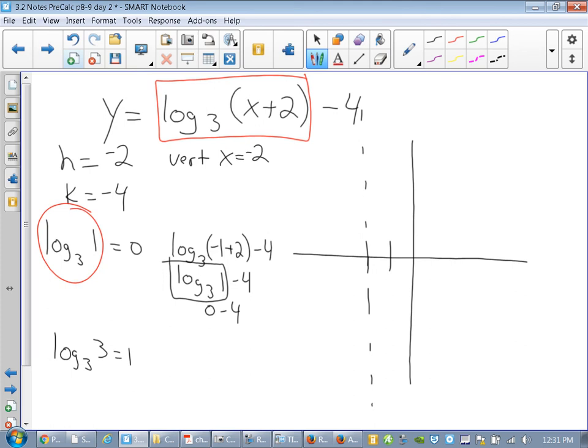You might have done it the long way last year where you plotted the parent, then the shift. Yeah, we did. Okay. All right. So here, I know that if I use -1 for my value of x, I'm going to get -4 for my value of y. That's what we were doing.